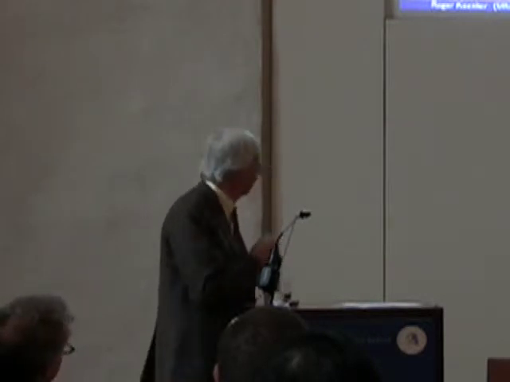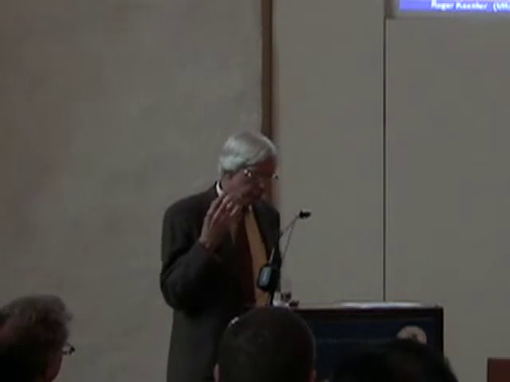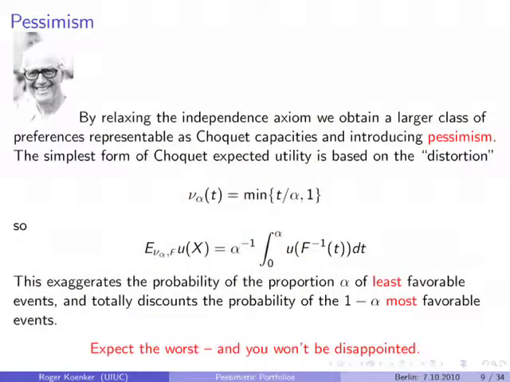So what does that mean? It means that you take all the events that possibly could happen as a result of a particular gamble or random variable, and you order them in terms of their attractiveness to you. And then you say to yourself, only bad things happen to me, and therefore I'm only going to look at the proportion alpha of worst possible outcomes, and I'm going to discount entirely the upper 1 minus alpha proportion of outcomes, and I'm going to calculate my expected utility over this lower tail.